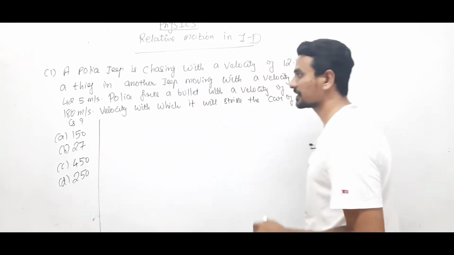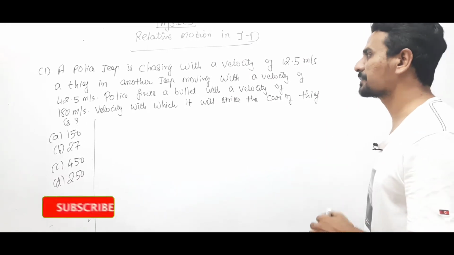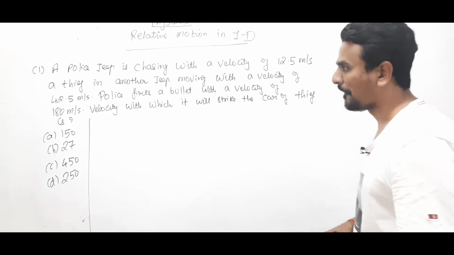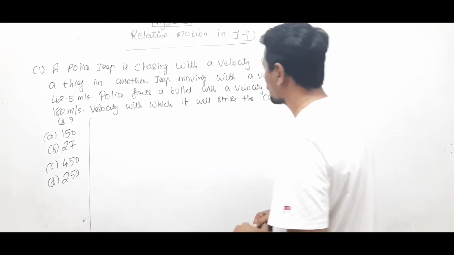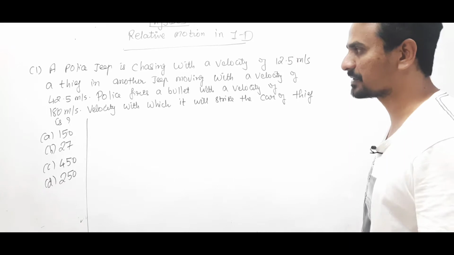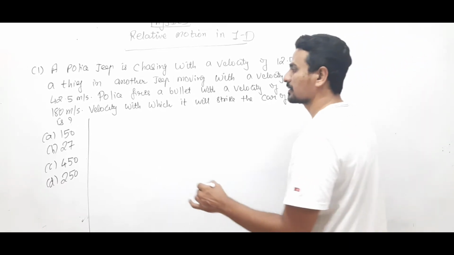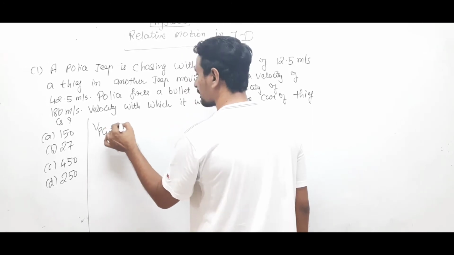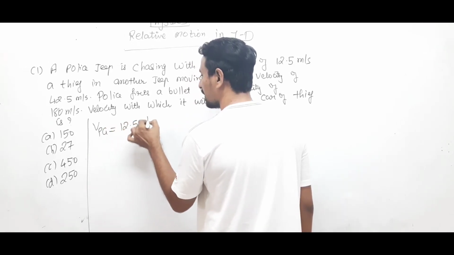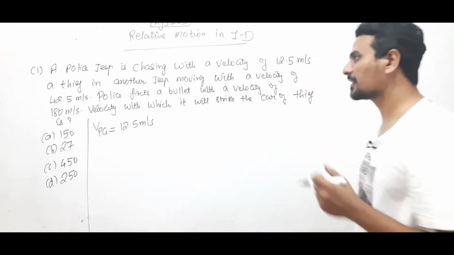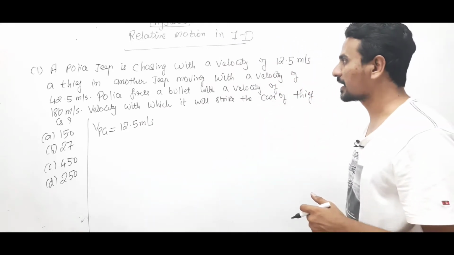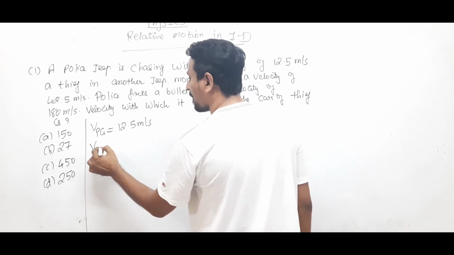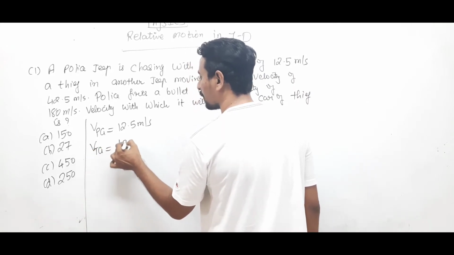See, the given question is: a police jeep is chasing, with a velocity of 12.5 meter per second, a thief in another jeep moving with a velocity of 42.5 meter per second. That means the police jeep is moving with a velocity of 12.5 meter per second and they are chasing a thief who is in another jeep with a velocity of 42.5. So the velocity of the thief with respect to ground is 42.5.